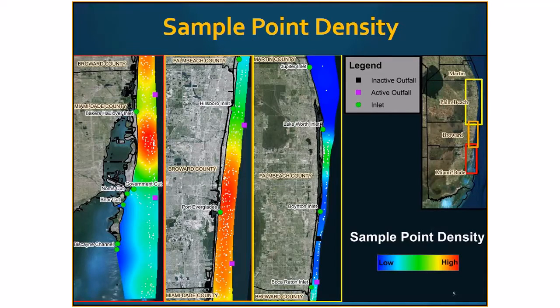So to give you an idea of what that looks like, this is the sample point density. This is a kernel density map just showing you the hotter or the more red areas are where you have a higher concentration of sampling points. Of course, this is slightly artifact by where the reef actually is. But you can see some areas have more sampling than others.